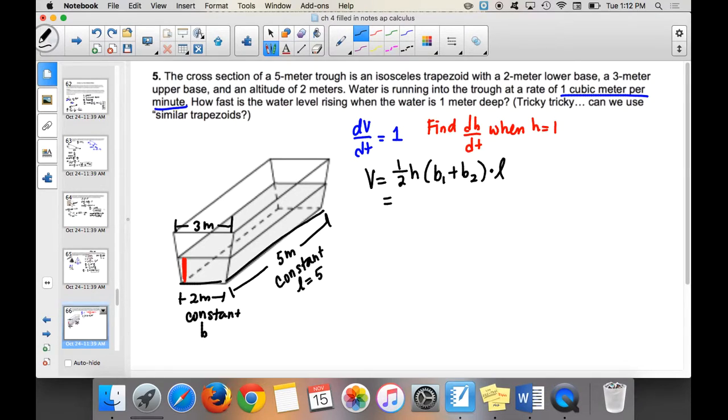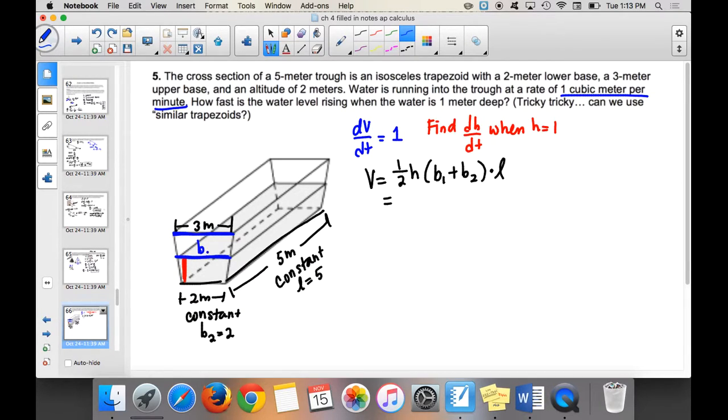Okay, so b2 is constant. That's the bottom base. b1 changes. So this was my original b1. If it was full, this would be the new b1. Okay? Do you guys see where b1 is? Okay. So b1. And then the height of the water changes. So here's the height if it was totally full. Here's the height of the water now. Okay? So here's what we're going to draw.